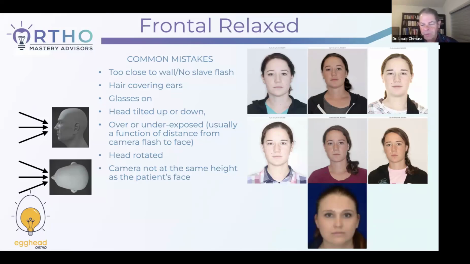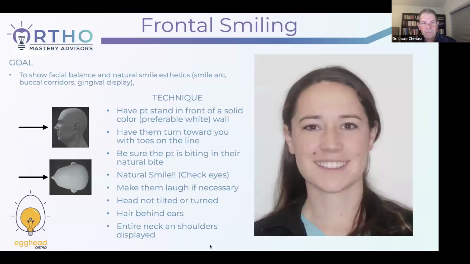Okay, all the same criteria as the first one. Camera at the same height as the patient's face, eye to eye, heads rotated straight at you, those sorts of things. The third extraoral is frontal smiling. Okay, same exact position, right? They're standing there, they're looking straight at you. You want to be able to see the smile. You want to be able to see the buccal corridors and the gingival display. Those are all critical to doing smile design in orthodontics.